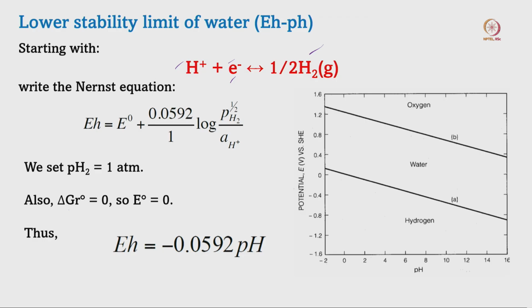Also we find that the delta G0 R is 0. So, this E0 term entirely becomes 0. If the delta G0 R term is 0, the E0 term becomes 0. Then I am only left with the term minus 0.0592 pH. So, again a similar slope, but it will now start from 0. There is no intercept here, it will just follow the same slope.